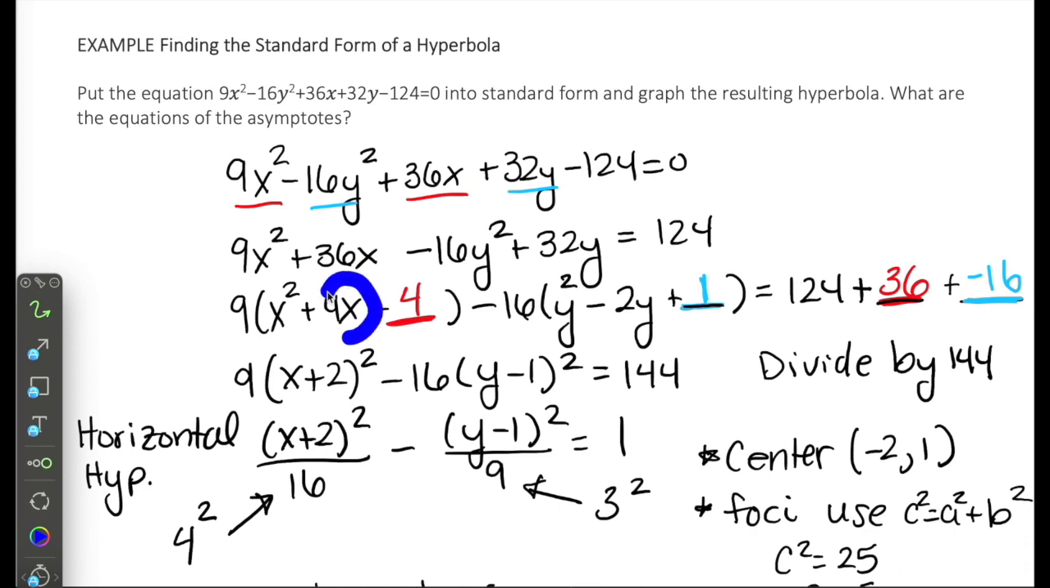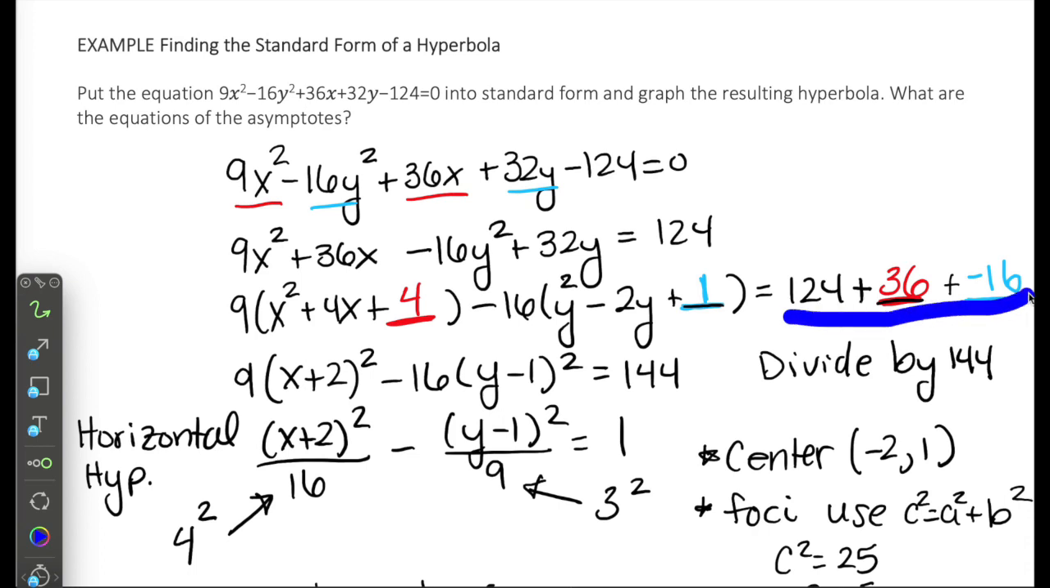So I'm going to take half of 4 and square it. So that's going to go here as a 4 for my complete the square. But I didn't just add in a 4, I added in a 4 times 9, so I've got to make sure I put in this 36 over here, not a 4. And for this one, I'm going to take half of 2 and square it, that gives me 1. But I didn't just add in a 1 because the 16 is out here. I added in a negative 16 times 1, so I'm going to add in a negative 16 over here.